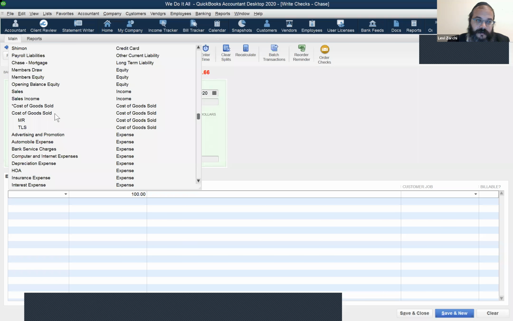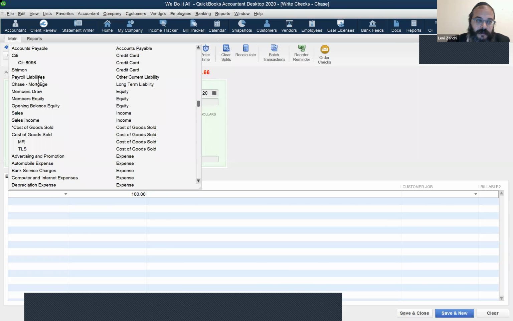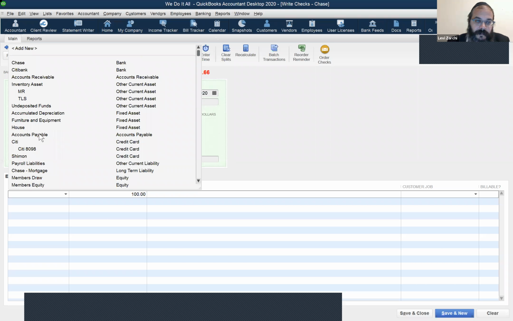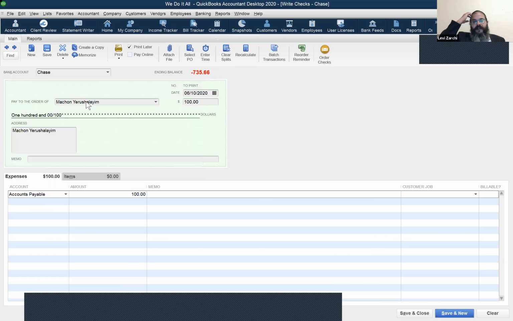So for now, we're just gonna put it in the general cost of goods. Actually, that's not the right way to do it. We're gonna do it to the liability, okay? We're gonna do it to our, what's this? Okay, accounts payable. That's what it is, because we already have the liability. We're paying it to accounts payable, and I'm paying the $100. I'm gonna save and close.